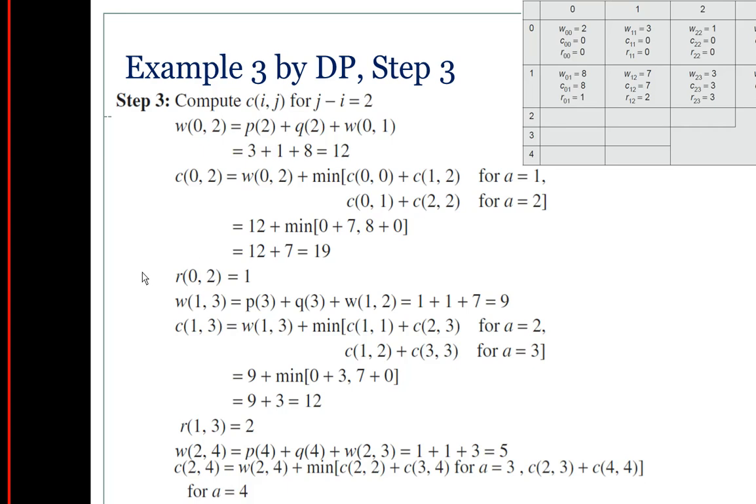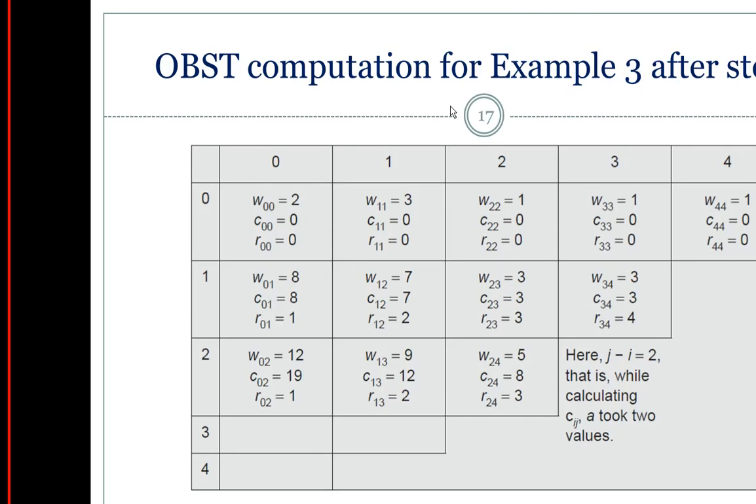Similarly, while finding out the C of 1 3, there are two values of a: a is equal to 2 and a is equal to 3. If a is equal to 2, then the cost of 1 3 is minimum. So a is equal to 2, and this 2 will be the value of R of 1 3. Likewise we have to solve this. After solving the complete step 3, this is the output.